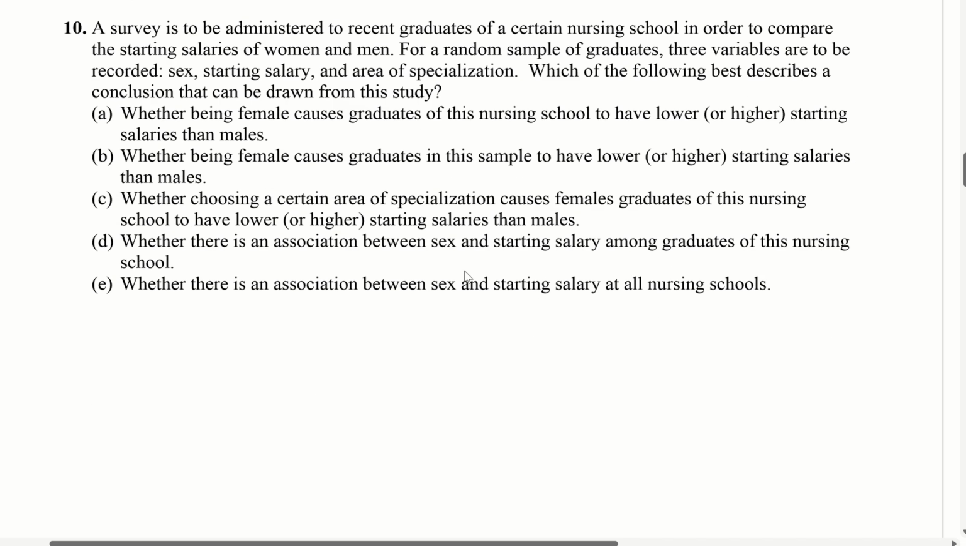So number 10, a survey is to be administered to recent graduates for a certain nursing school in order to compare the starting salaries of women and men. For a random sample of graduates, 3 variables to be recorded: sex, starting salary, and an area of specialization. Which of the following best describes a conclusion that can be drawn from this study? Okay, so we want to compare starting salaries of women and men, and then you got a random sample of graduates, and then they recorded 3 variables. Okay.